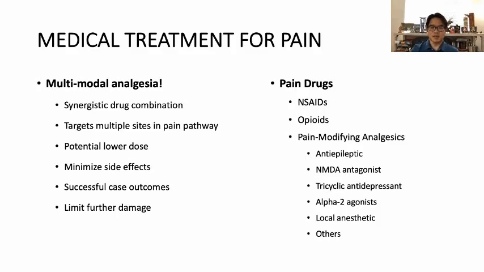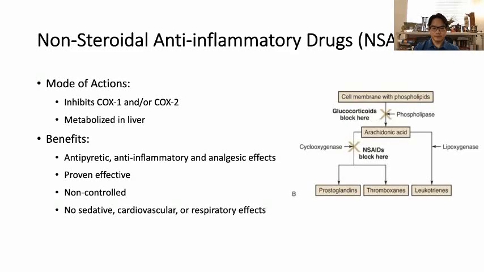The pain drugs that we're going to talk about today include NSAID, opioids, and some of the pain-modifying analgesics, such as the anti-epileptic drug gabapentin, the NMDA antagonist amantadine, and the tricyclic antidepressant, or TCA, amitriptyline. The rest of them, alpha-2 agonists and local anesthetics, we're going to talk about in session 4.